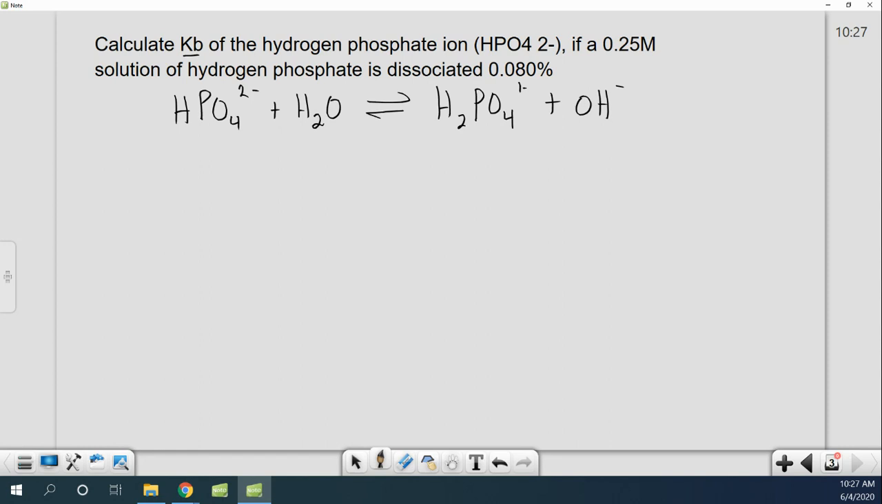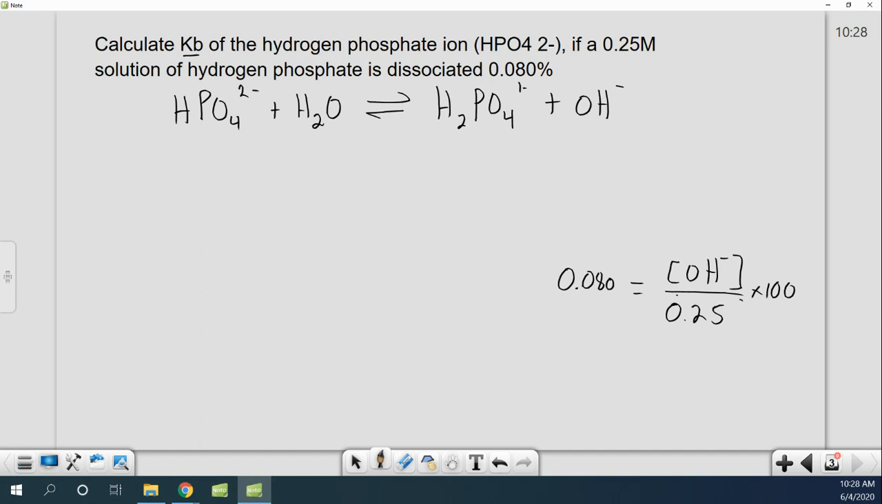What do I know? I know percent dissociation. Why don't I use that? So I'm going to look at my percent dissociation formula. So percent dissociation for a base would have hydroxide on the top instead of hydronium, but it would still have the initial on the bottom. Let's plug in what we know. I know percent dissociation. Oh, and look at that. I know it's a 0.25 molar solution. I don't know hydroxide.